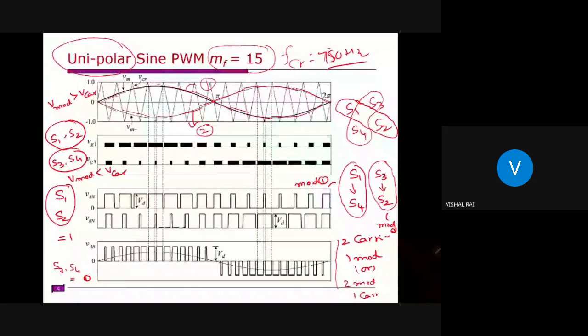In this case, you have two modulating signals. In one phase leg, S1 and S4 are controlled with one modulating signal, and S2 and S3 are controlled with another modulating signal. So each phase leg is controlled by an individual modulating signal, right?